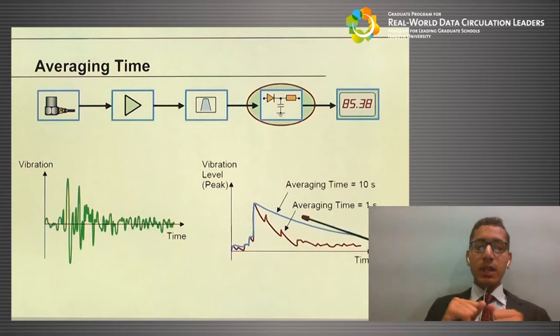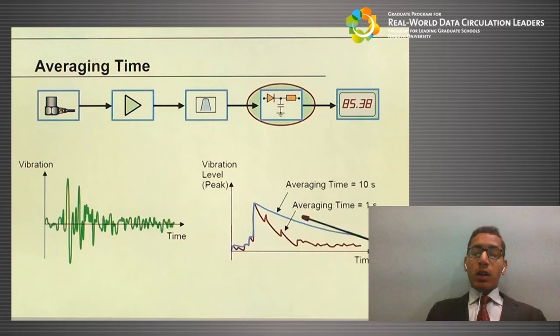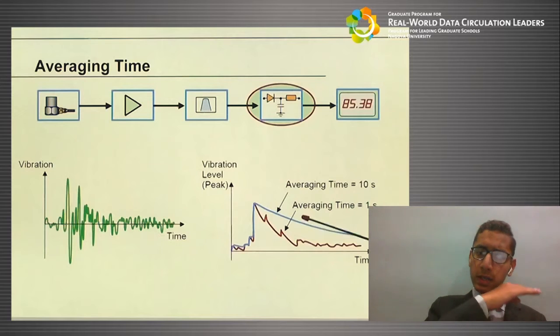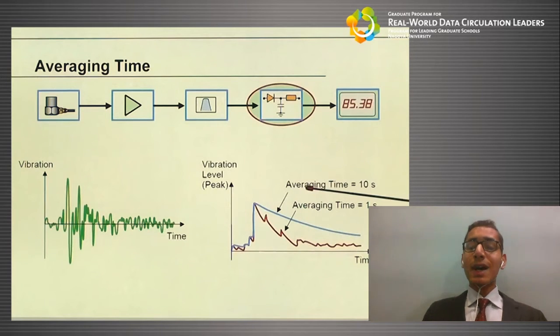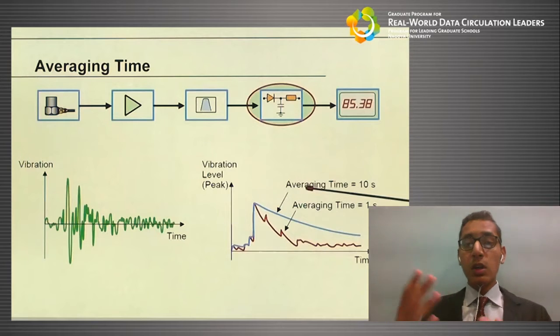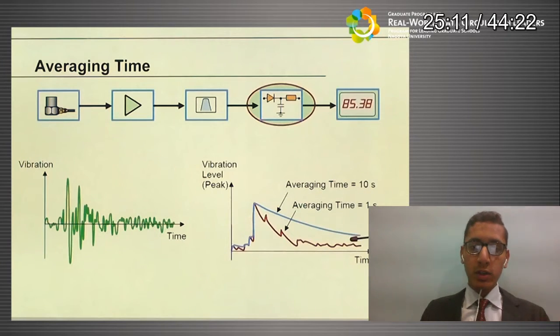Then we have averaging time with the help of an averager. In the vibration and time system, the vibration level might be unsteady, and then we use the averager to steady it and smoothen the curve. The averaging time is 1 second, and then it is 10 seconds. By increasing the time of the averager, we get a smoother, planar curve.